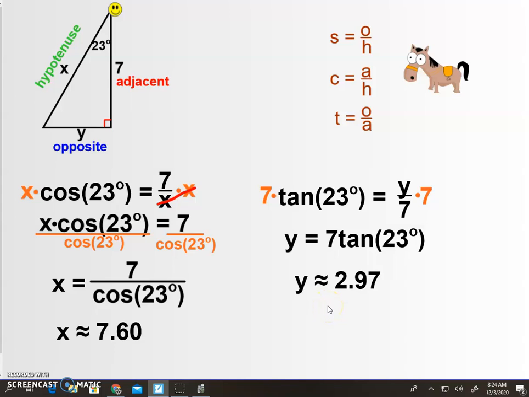So I know there were 2 videos for you to watch. They were a little lengthy, but now you've seen how basic right triangle trigonometry works, and you have some homework. So good luck.